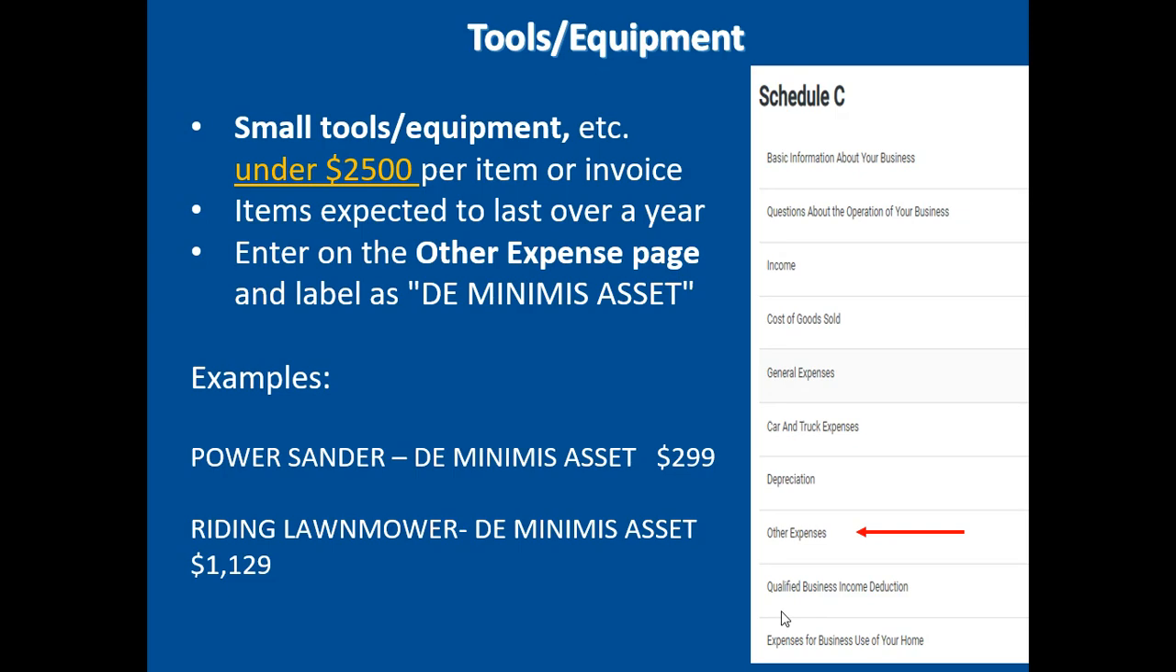And we're supposed to mark them under other expenses. We're supposed to say de minimis asset, type that in there. So yes, it is an item that should be depreciated, but because it's under 2,500, it doesn't have to be. So we're supposed to kind of code these, just so you know.